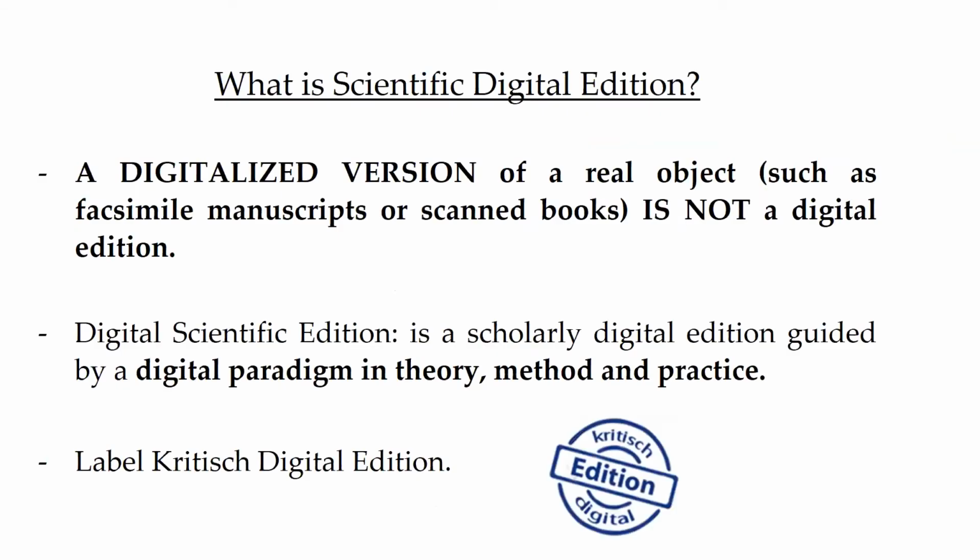So now we try to understand what a scientific digital edition is. It is a question that has been discussed a number of times and requires long-term reflection. Here, I try to summarize the very basic points in order to understand its core concept. A digitalized version of a real object, such as a facsimile, manuscript, or scanned book, is not a digital edition. I insist on this because sometimes we are not able to make the difference. So a digitalized version of a real object is not a digital edition. But a digital scientific edition is a scholarly digital edition guided by a digital paradigm in theory, method, and practice.